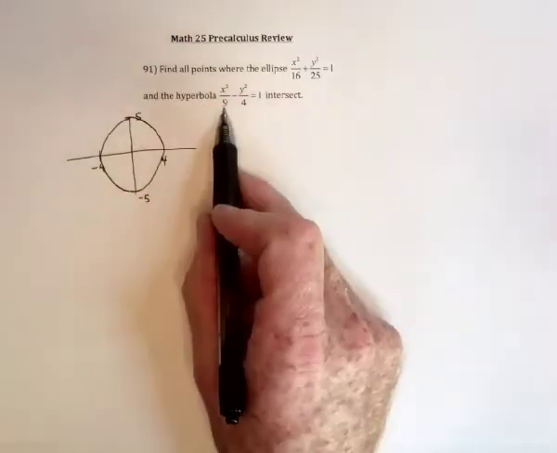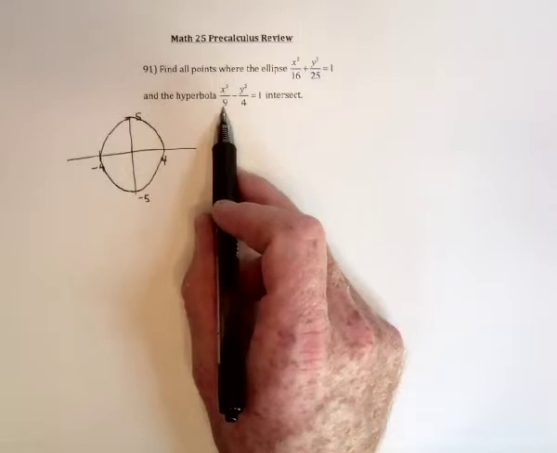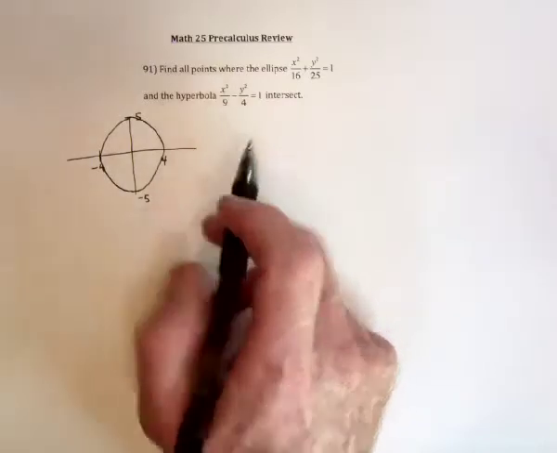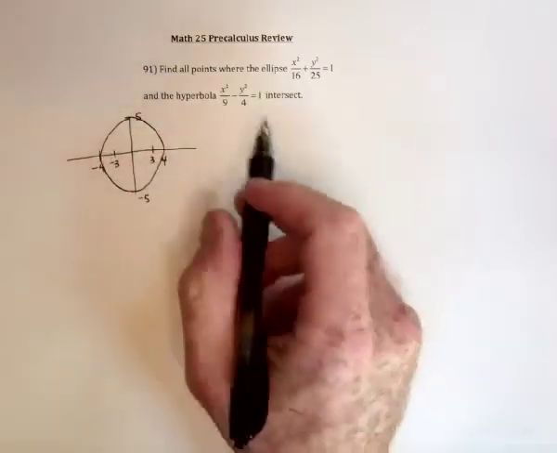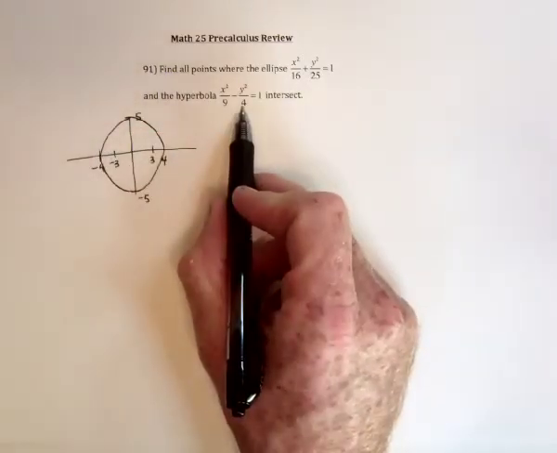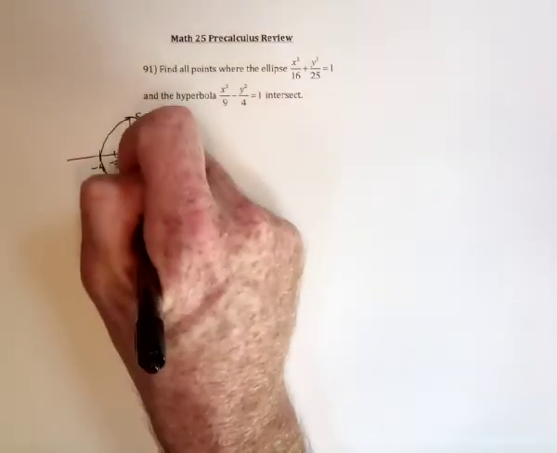Okay, on to the hyperbola. So with the hyperbola, you take the square root of this number, we'd get plus or minus 3. And then in the y direction, or up and down, take the square root of this, and that's going to be up by 2 and down by 2.